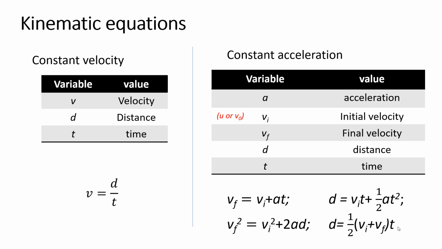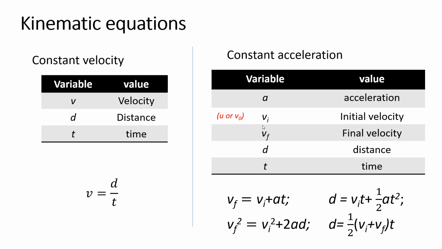final velocity times time. Now, in this case, if you look closely, you will see that for all of these equations, you have 4 out of these 5 variables. Right? None of these equations have all 5, and none of these equations have 3. Let's just have a look, for example.